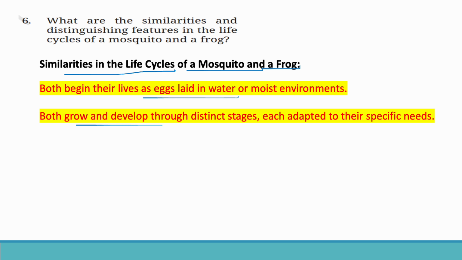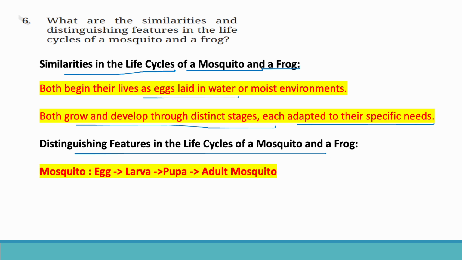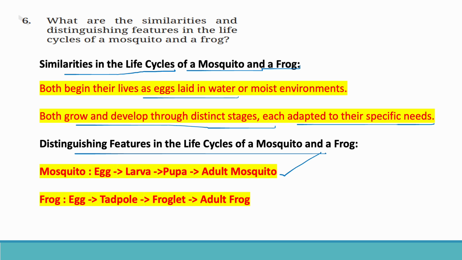Both grow and develop through distinct stages, each adapted to their specific needs. Then, what are the distinguishing features in the life cycles of a mosquito and a frog? What about the life cycle of a mosquito? What are the different stages? Egg, larva, pupa, then adult mosquito. Then what about a frog? Egg, then tadpole, froglet, then adult frog.